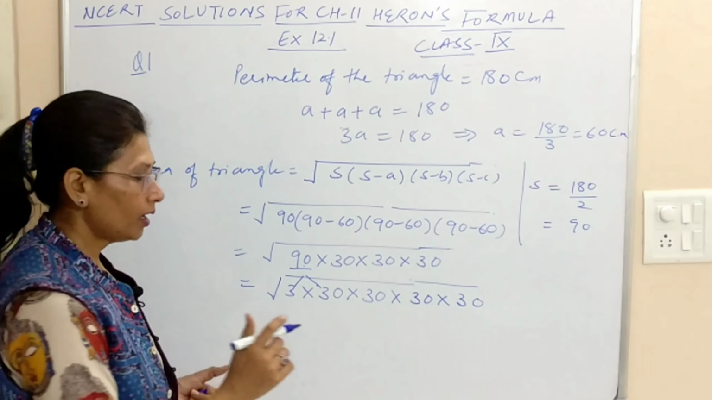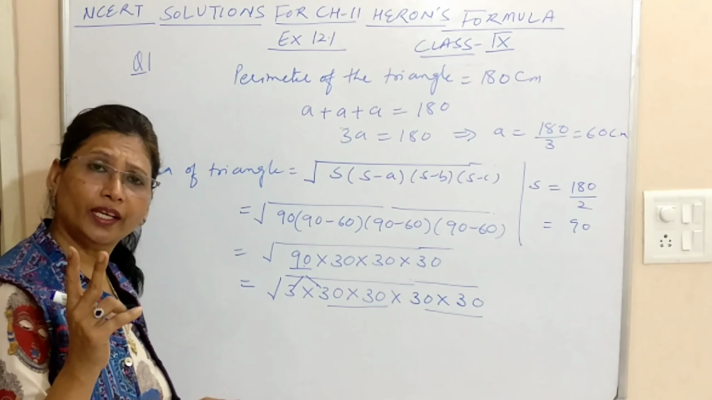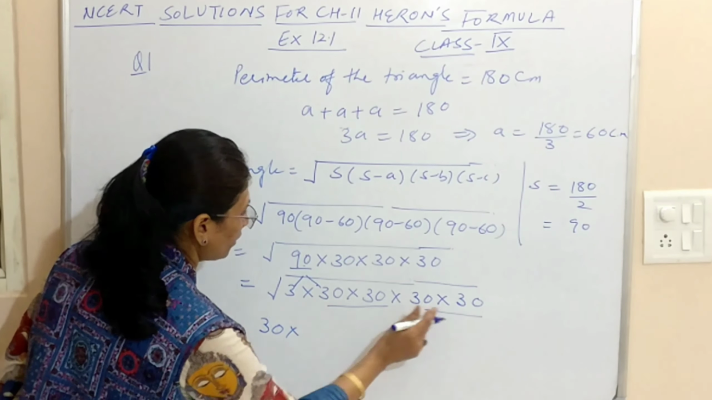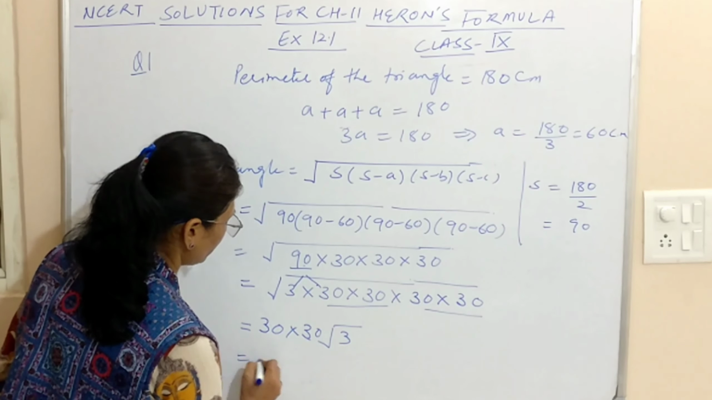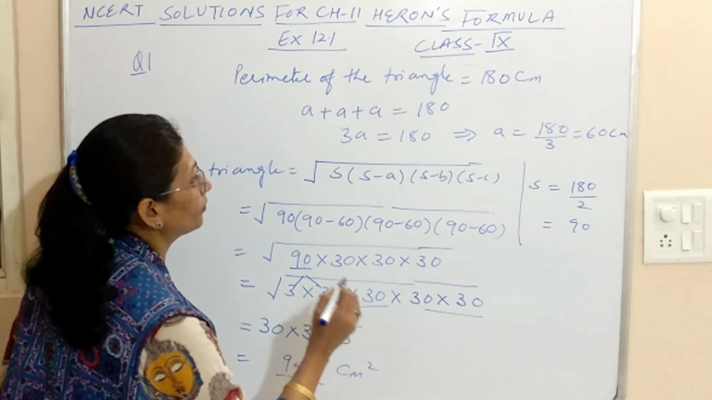स्क्वायर रूट कैसे निकालेंगे, हमने करनी है पेयरिंग. पेयरिंग कर लिया तो दो 30 है. If you have 230 inside, will take out 130 outside and this 30 will also come outside. This is √3 inside. So our answer is, this is 900 √3 square centimeter.